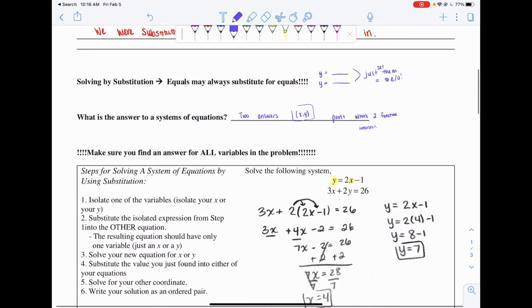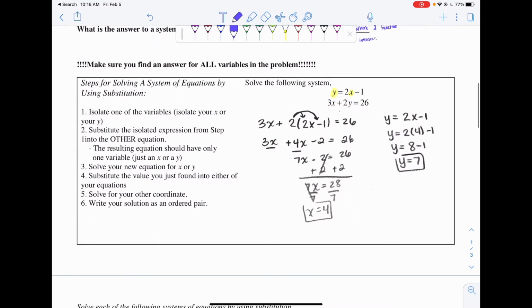So now let's make sure that you find an answer for all variables in the problem. So if you have an x and a y, you got to tell me an x value and a y value, just so we're on the same page. You're not going to get it correct if you don't have both. So let's look at our first procedure or our model problem.